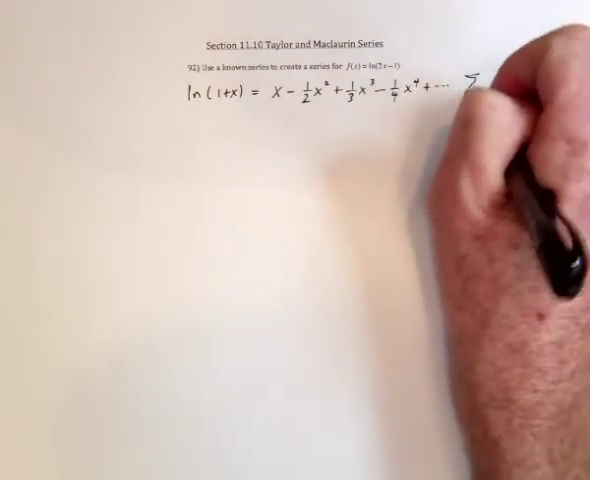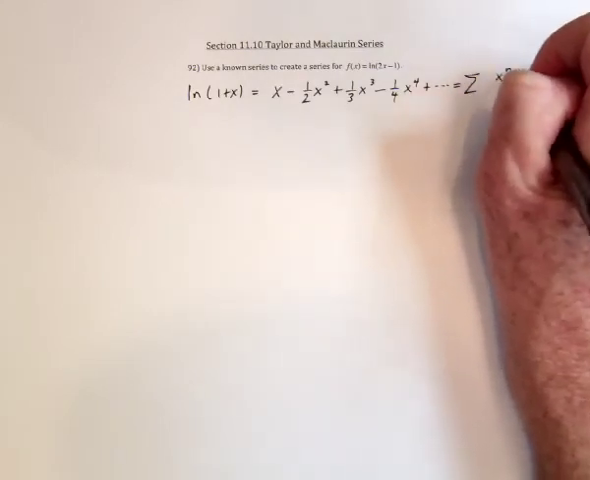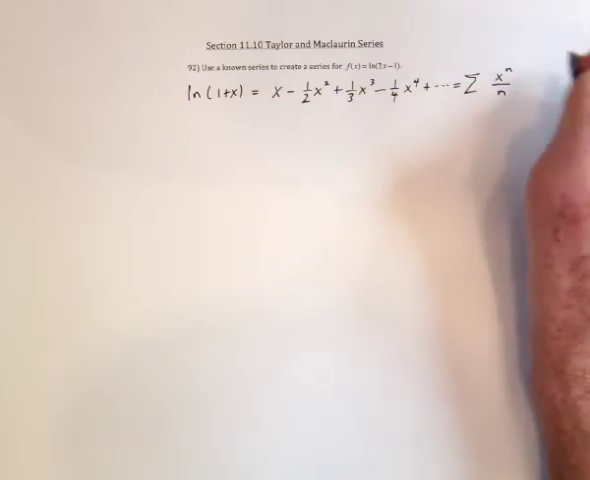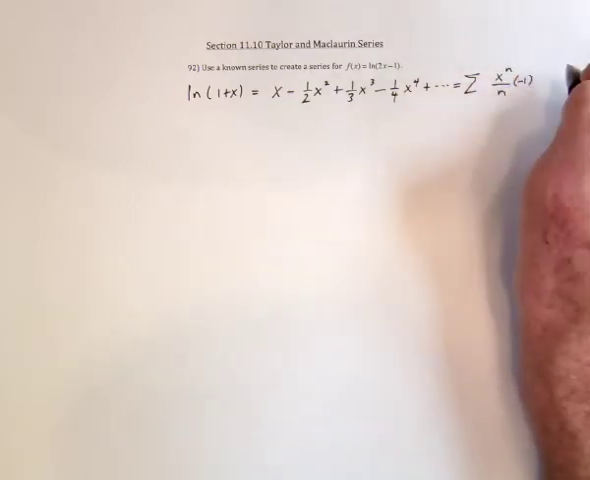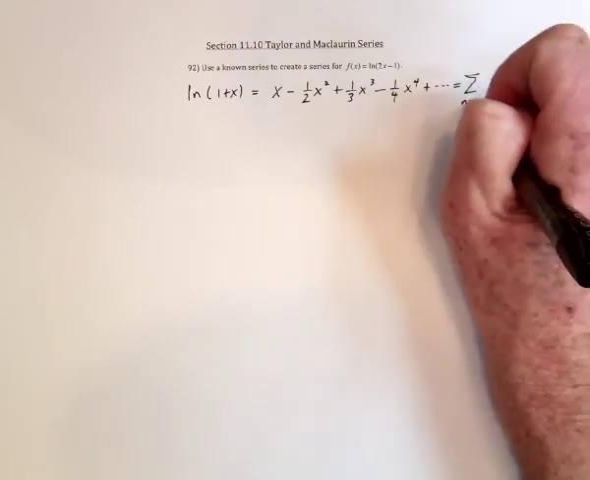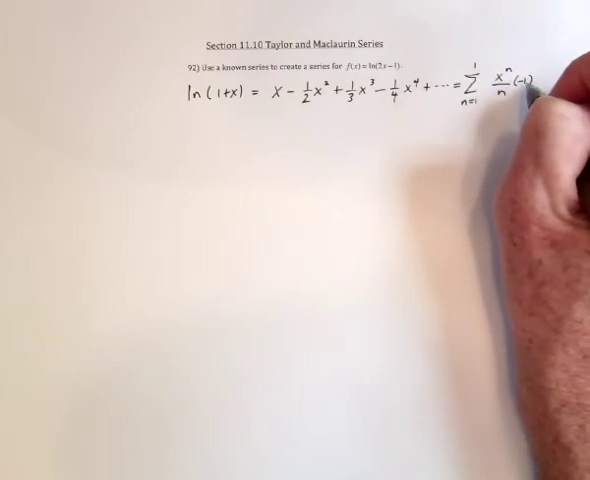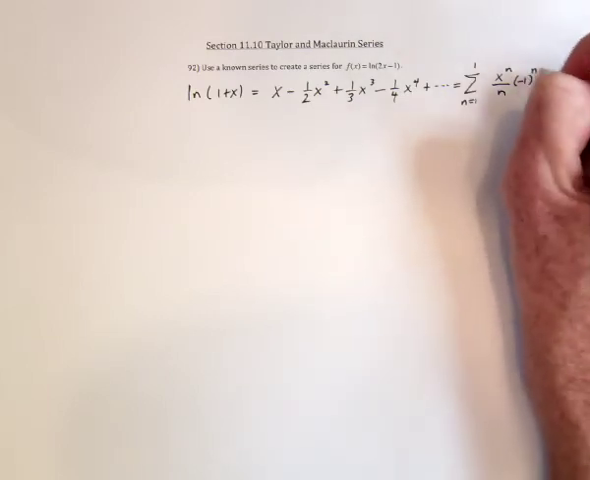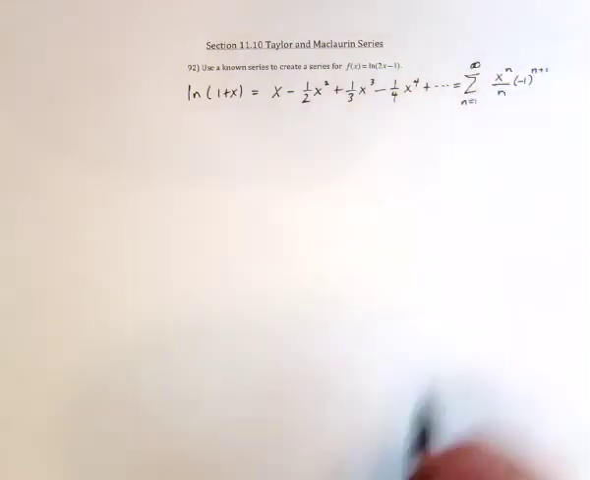Or in other words, that's x to a number divided by that number, and it needs to alternate. And it starts with 1, x to the 1 over 1, and it does not start with a negative, so don't put this as n, have this as n plus 1. So in other words, there's a known series for natural log of 1 plus x.